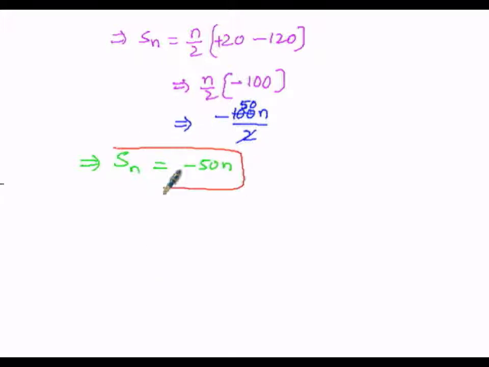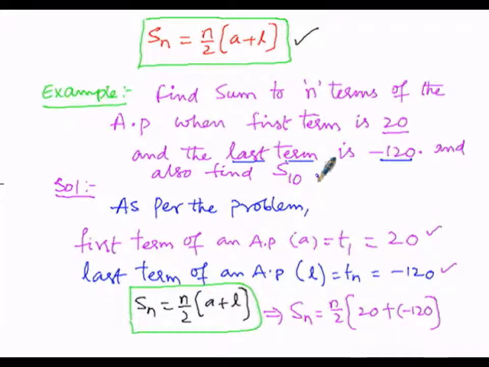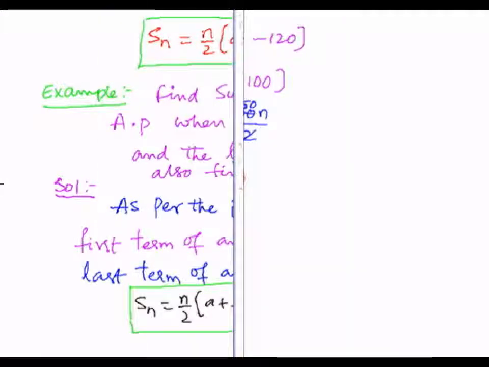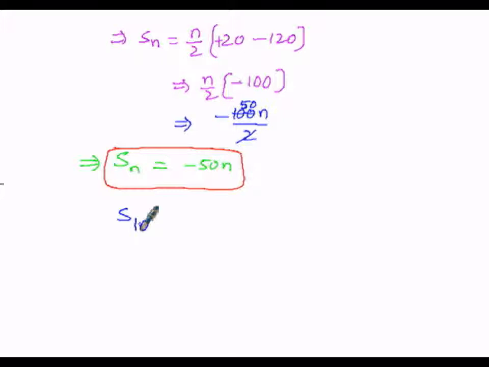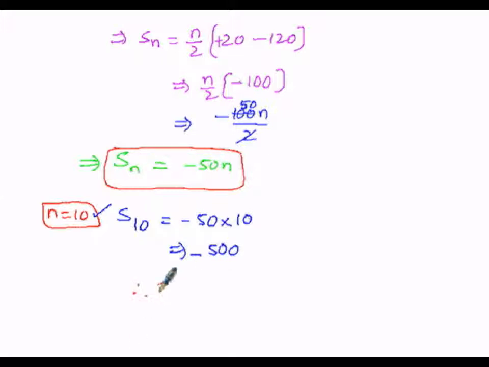But at the same time, as per the question, we have to find the sum of 10 terms. So n must be replaced by 10 in order to get the value. Then that equals minus 50 into n, where n is 10. That implies minus 50 tens is 500 with a negative sign. So in this manner I got the sum of 10 terms is equal to minus 500.